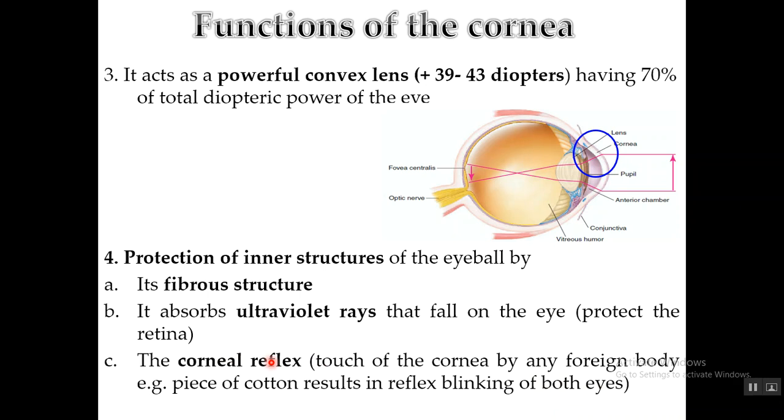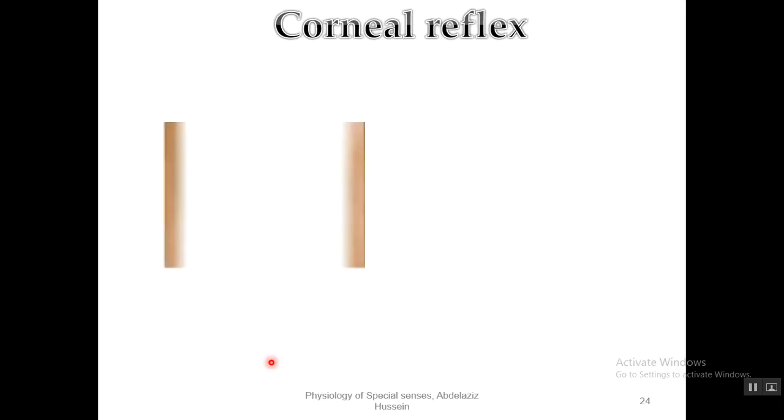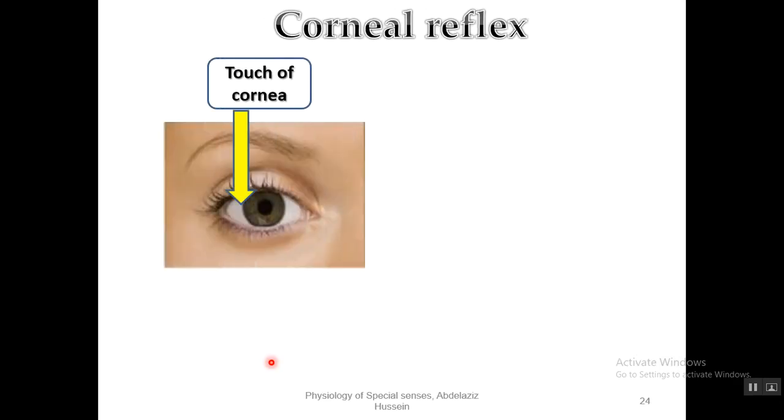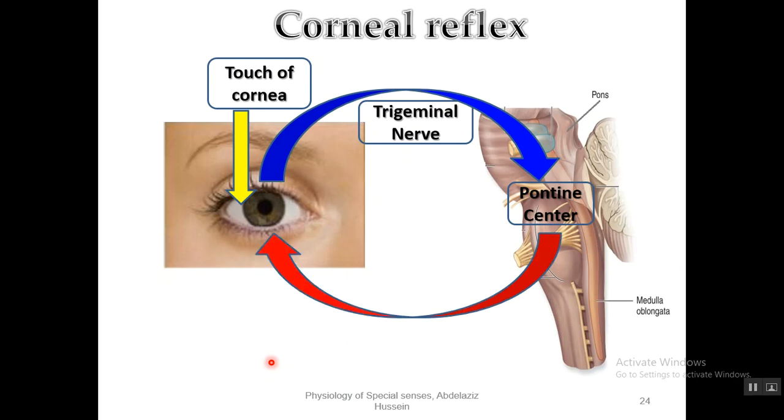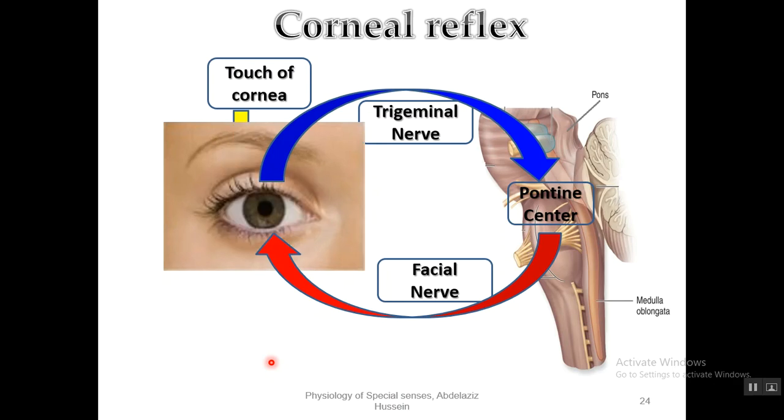Again, the cornea has 4 main functions. Number one, it is transparent. Number 2, it has a regular curvature. Number 3, it acts as a powerful convex lens. Number 4, protective functions. What about the corneal reflex? If you touch the cornea with a piece of cotton, it will send an afferent impulse along the trigeminal nerve to reach the pontine center of the corneal reflex, which will send an efferent impulse along the facial nerve to make the orbicularis oculi contract and close the eye. This is the corneal reflex.